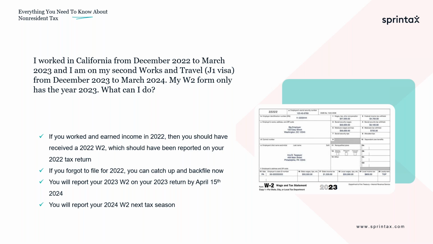Then you'll report your 2023 W-2 on your 2023 tax return, which we're filing right now, which would be due by April 15th, 2024. Then when you are filing this time next year, you should have a 2024 W-2 for any income that you earned in 2024, and that will be reported on your 2024 tax return.